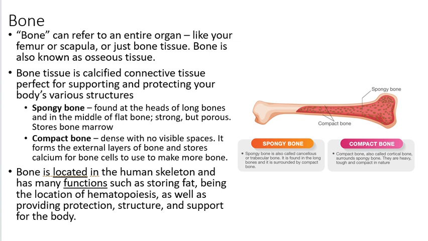Then you have compact bone. Compact bone is dense, with no visible spaces, and it makes up a lot of the external layers of bone and can store calcium.